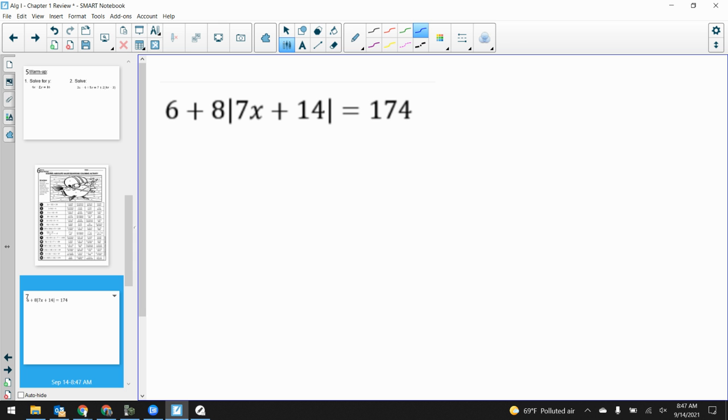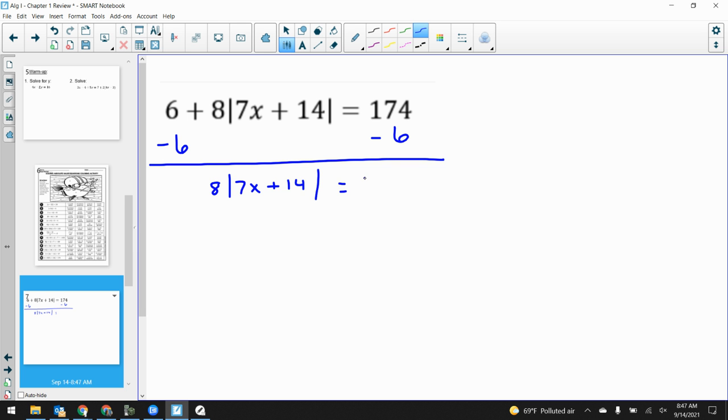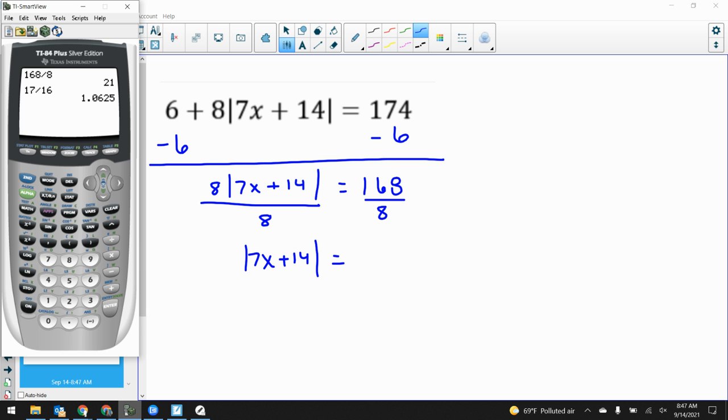For number 14 here, again, I still see some people trying to combine these and make this a 14. Can we combine those terms? No. What's the first thing that I have to do to solve this problem? You have to subtract 6. Yeah. I have to subtract 6 over to the other side. I'm going to leave the 8 multiplied to the absolute value of 7x plus 14, which is equal to 168. Now I can divide by 8, and I get the absolute value of 7x plus 14, and 168 divided by 8 is 21.